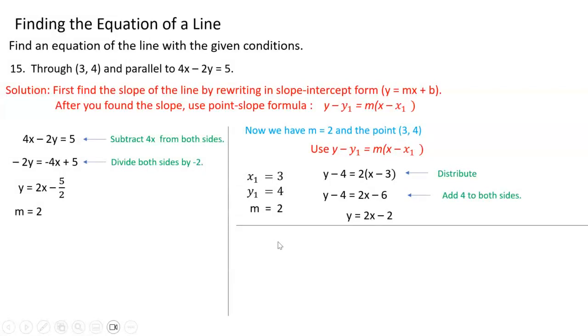This other form is going to help them if their algebra skills are not up to standard, so they can use another method. Okay, now we know that m is 2, right? And the point is (3, 4).